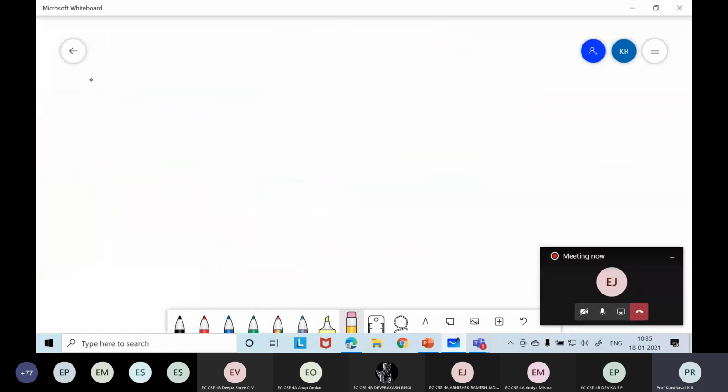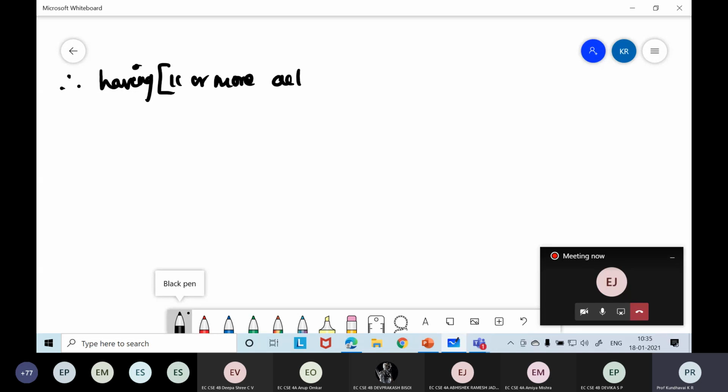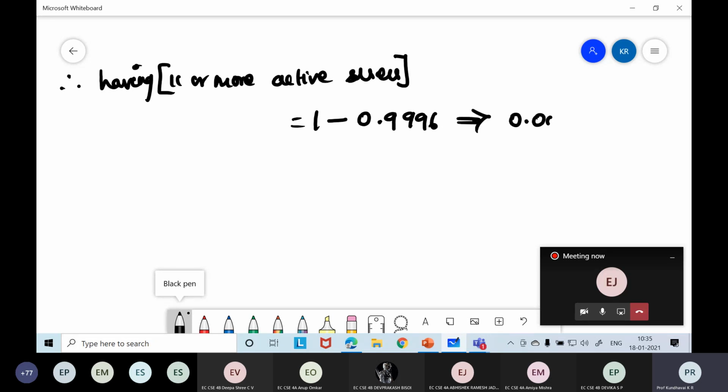Okay. So therefore, having 11 or more simultaneous active users, how do you find it? 1 minus 0.9996, which comes to 0.0004.